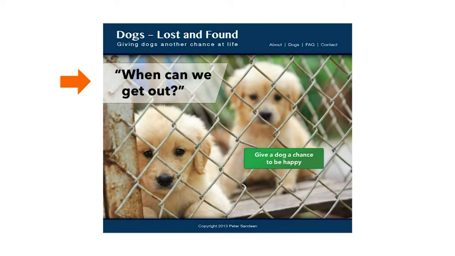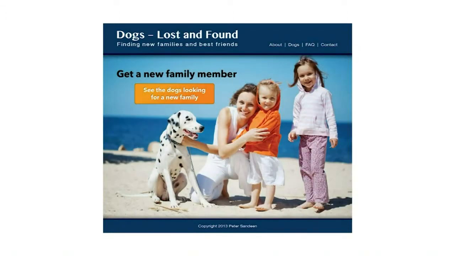So instead, when you start testing, the first thing is to test what reasons are really the driving reasons for people to take the action you're asking for. So the test could look like this. In this case, everything is about how the visitor can get a new best friend or a family member, not about how it's unfair that dogs are in a cage. The headline is very different. The tagline is different.